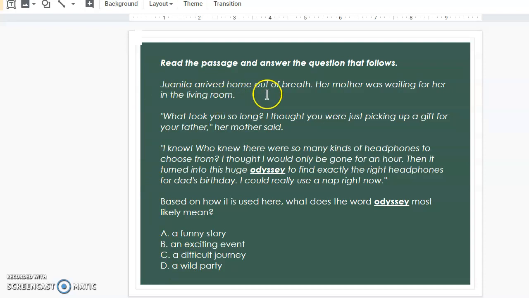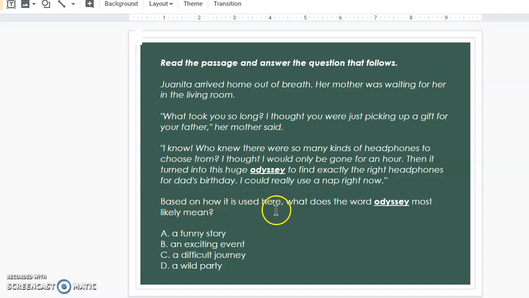Juanita arrived home out of breath. Her mother was waiting for her in the living room. "What took you so long? I thought you were just picking up a gift for your father," her mother said. "I know. Who knew that there were so many kinds of headphones to choose from? I thought I would only be gone for an hour. Then it turned into this huge odyssey to find exactly the right headphones for Dad's birthday. I could really use a nap right now."